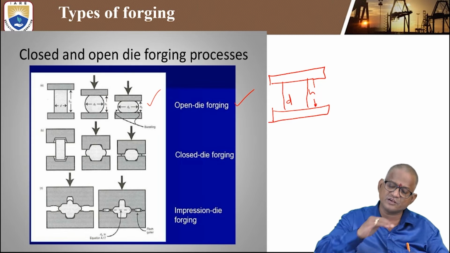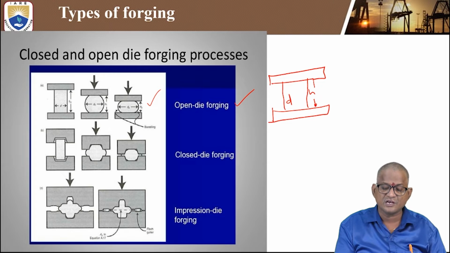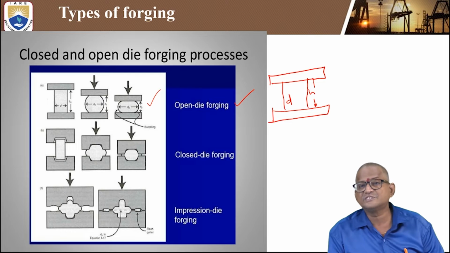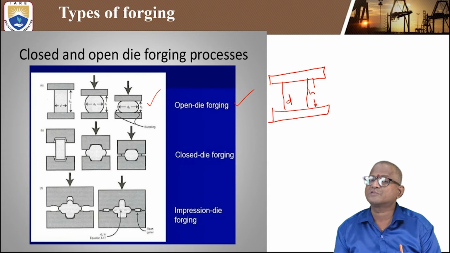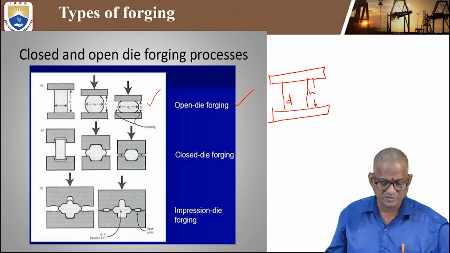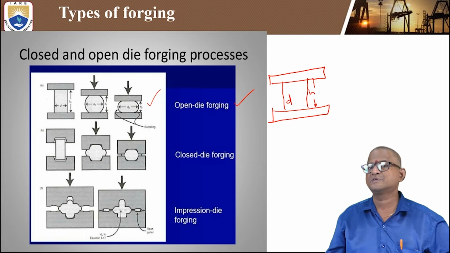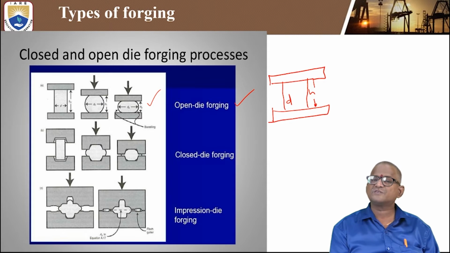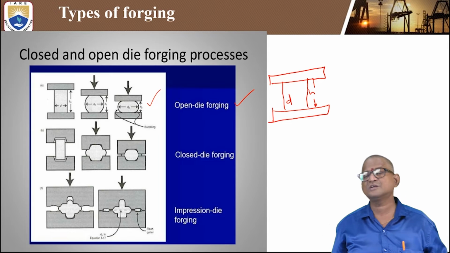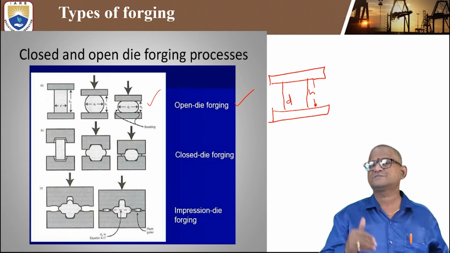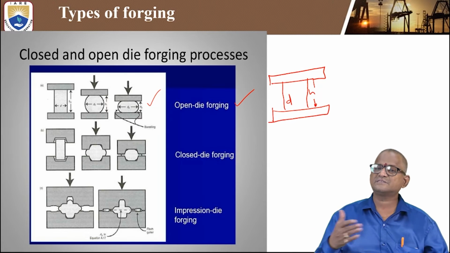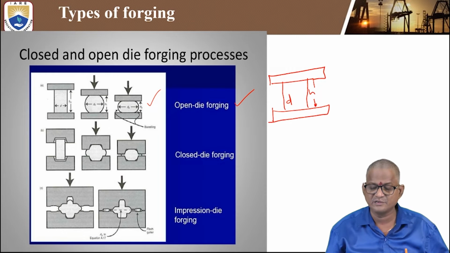The same principle applies when a closed die is used: closed die forging. And similarly, impression die forging is for complicated curves and flash gutter applications, where we can use the impression die forging process. This comes under closed die forging only. It is a sub-classification of closed die forging, and we call it the impression die forging operation.